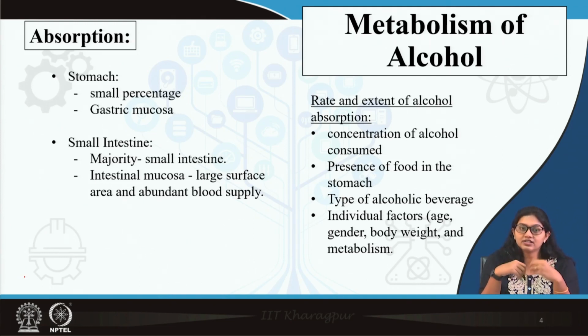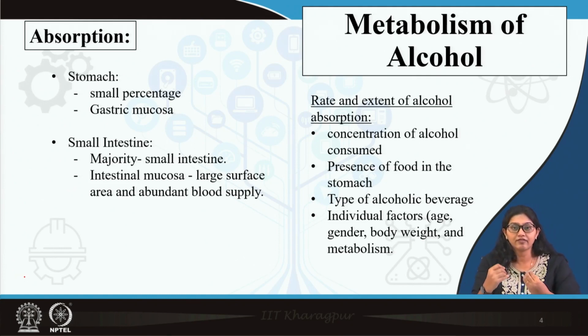The major part is the small intestine, but in the stomach also, in the gastric mucosa, because you know there is a very huge blood supply in the gastric mucosa as well as the intestinal mucosa, there is fast passive absorption of alcohol. Now, this absorption basically depends on many other factors, starting from personal factors to the substrate which is consumed.